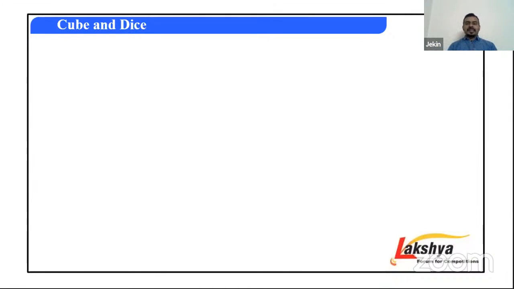Firstly, certain basics of cubes and dice before we jump into questions straight away. I really want to jump into questions because I've made solving cubes and dice so simple that you would actually want to jump onto questions. But it's imperative I take you through certain basics. What do you mean by a cube? A cube is a square solid having a total of six sides.